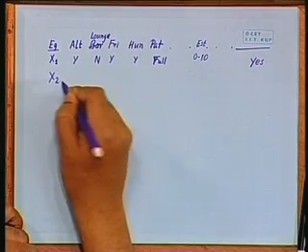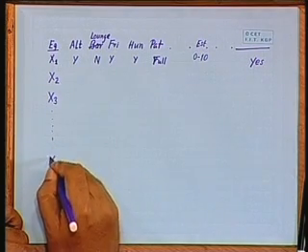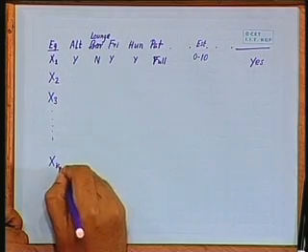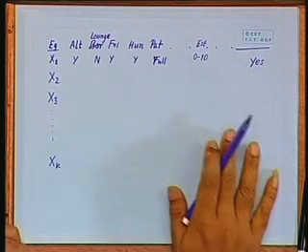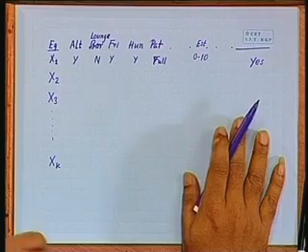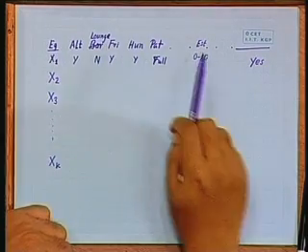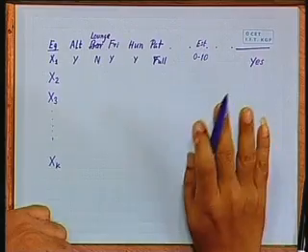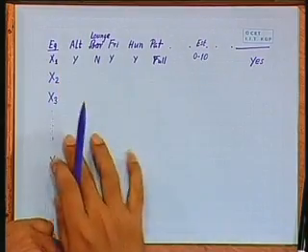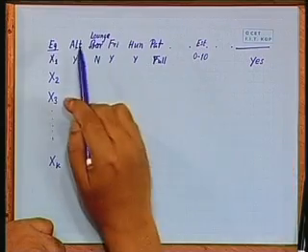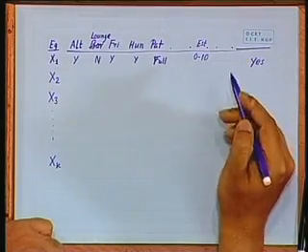Then similarly I have case 2, I have case 3, and I have some k cases like this. So, these are k examples, k samples that I have. For each of these samples I know what the value of these variables was, and I also know what decision was taken. So, this is our training set.